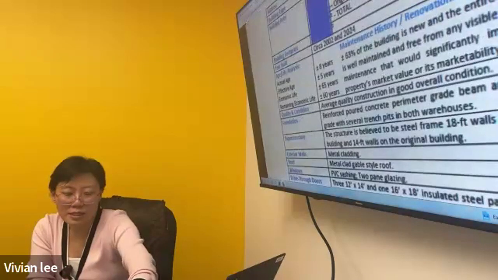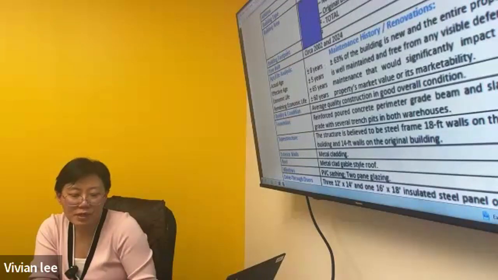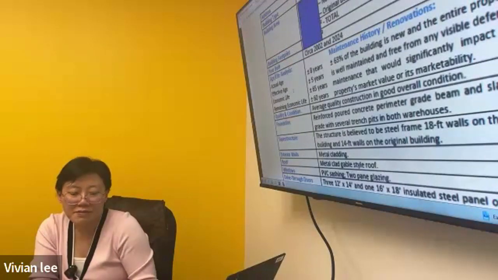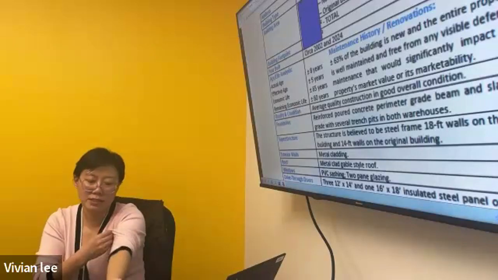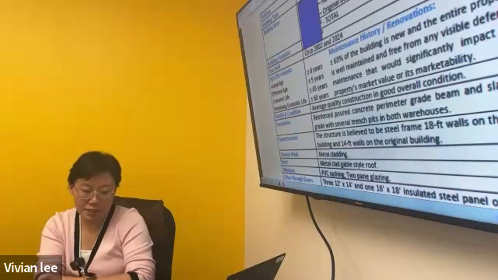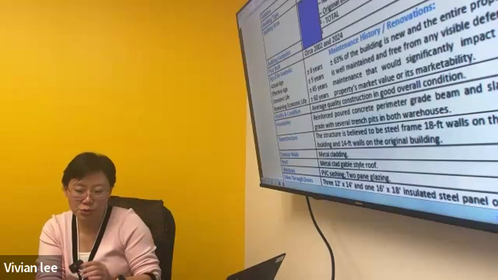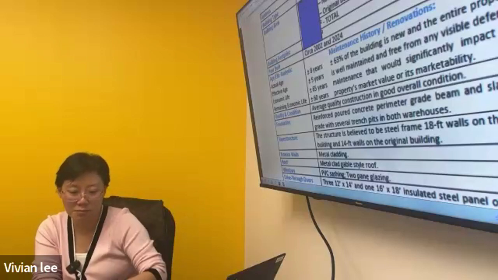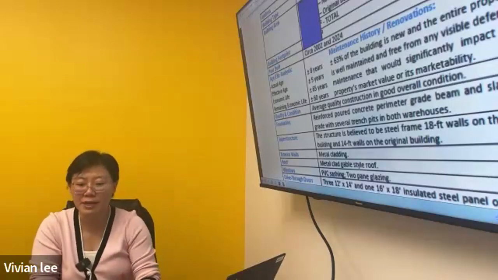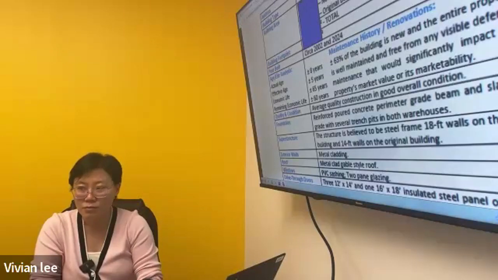So here they talk about actual age, about 8 years, but effective age is 5. And this has to do with them doing a lot of maintenance. 63% of the building is new. The entire property is well maintained and free from any visible deferred maintenance. So any sort of maintenance, they just did it. So economic life is 65 years, that's how long this building can be used for. But because they were so good at maintaining this building, the building can be used for 60 years rather than like 58, right? Average will be 60 years.